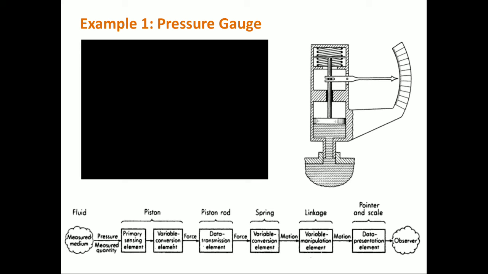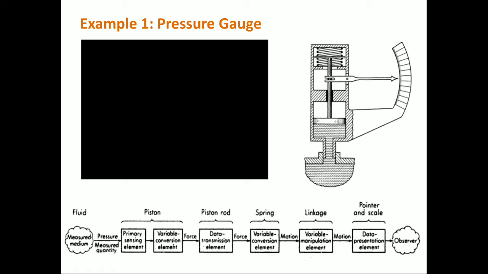So we cannot find different elements for the first two. The objective of the primary sensing element is to convert the physical quantity into some mechanical or electrical signal. Here it is a mechanical signal, a mechanical displacement or movement. And for the variable conversion element, the objective is again to convert, if required, the mechanical or electrical signal to a suitable form. Here no conversion is required, the mechanical signal can be directly measured. So the first two elements in the generalized instrument system are achieved with the help of the piston alone.